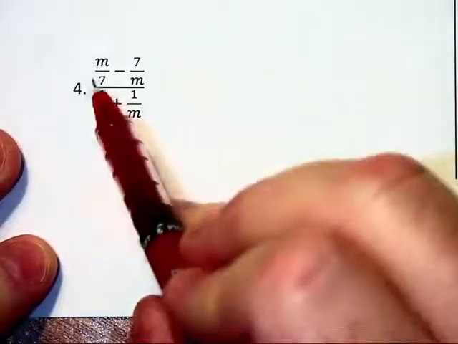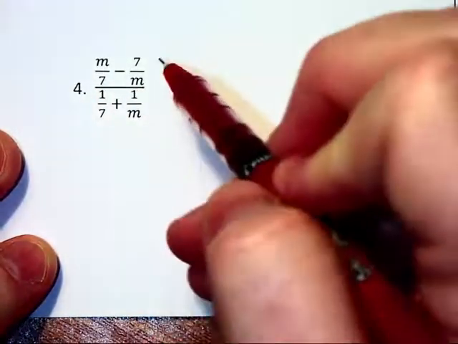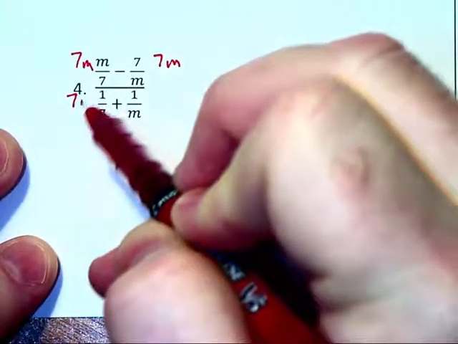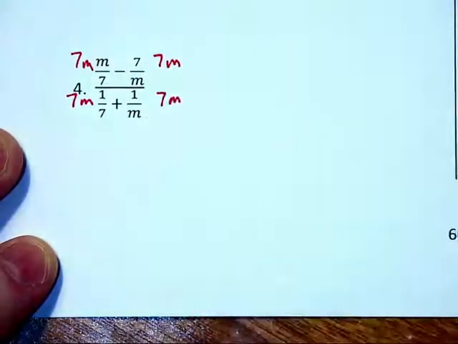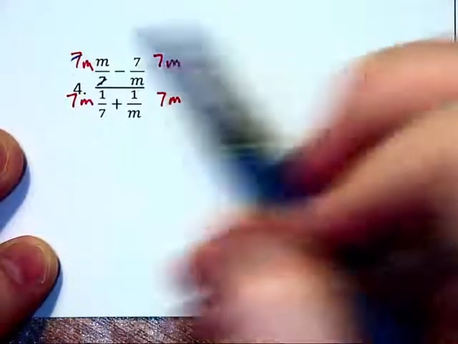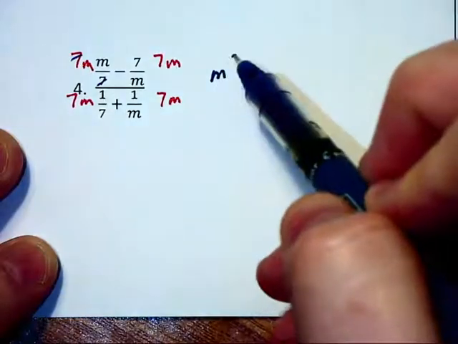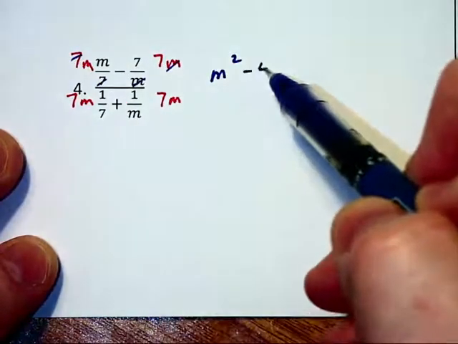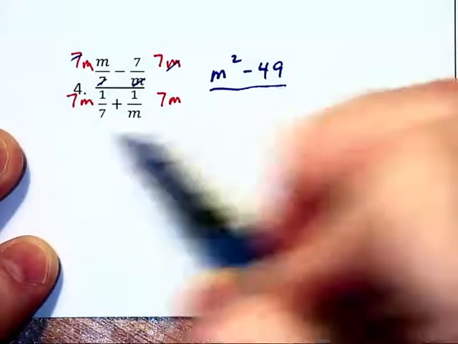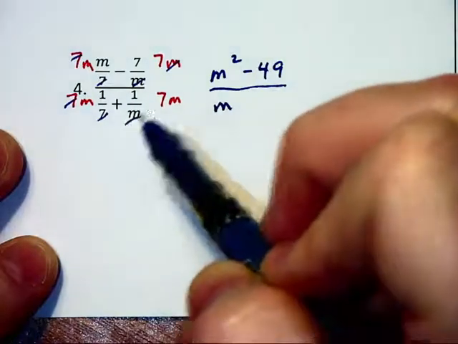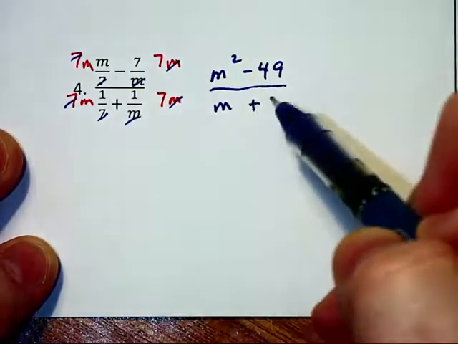In number 4, the many denominators all go into 7m. So I'm going to multiply both the numerator and denominator by 7m and do some canceling in each of these corners. In the top left, the 7's cancel, leaving m squared. In the top right, the m's cancel, so I have minus 49, 7 times 7. In the denominator, the 7's cancel, leaving me m times 1, m. And the m's will cancel, leaving me with plus 7.